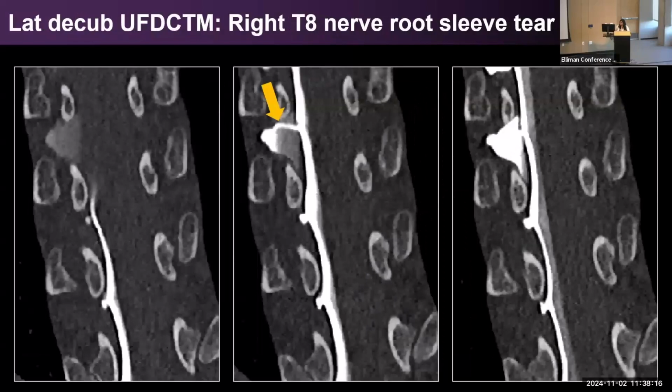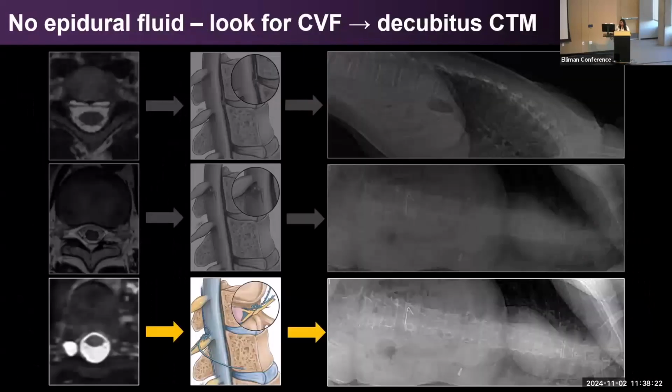And here's one that's more torrential. You actually see the jet of this leaking contrast into this characteristic puddle around that nerve root sleeve that then develops. But when there's no epidural fluid, this is when we see a CSF venous fistula as the most likely cause. And this is when we're going to be doing the lateral decubitus CT myelogram.